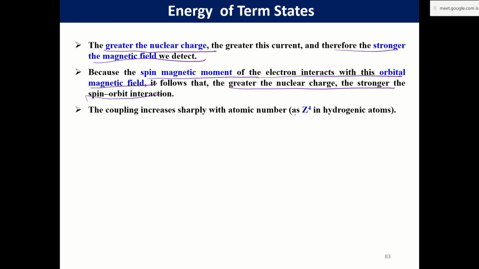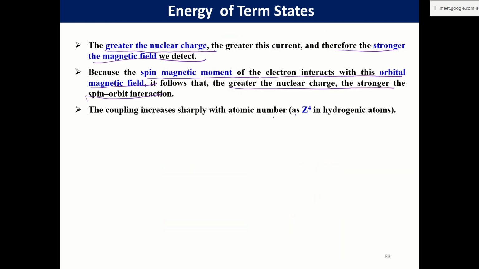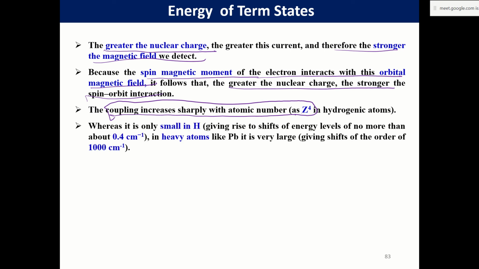So as Z, the atomic number, increases, the coupling increases sharply with atomic number, as the atomic number to the power of 4, Z to the power 4. So that is due to the nuclear effect on the spin orbit coupling of electrons. For heavy atoms, as I told you, heavier elements with a large number of protons, you will see the enhanced effect.